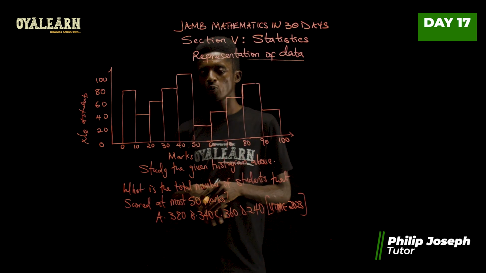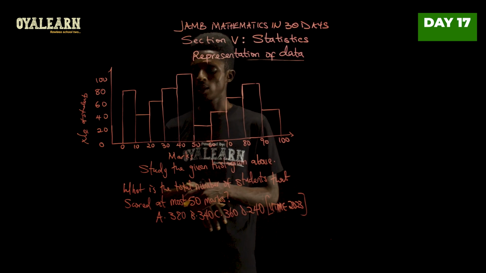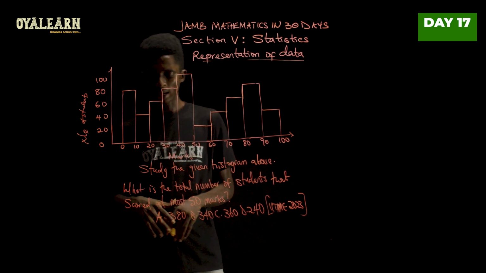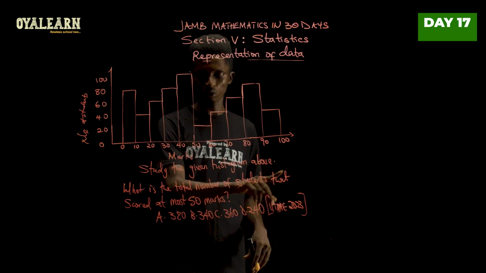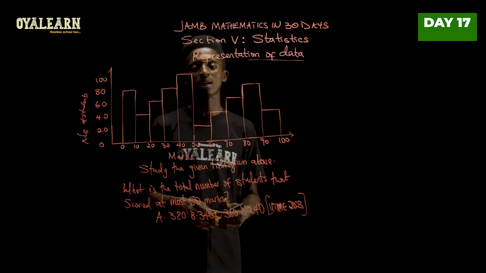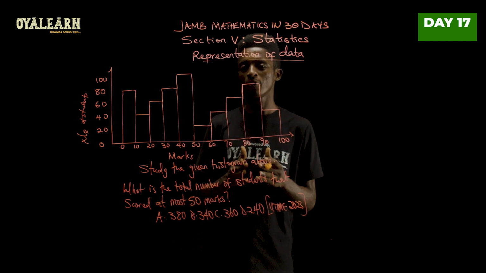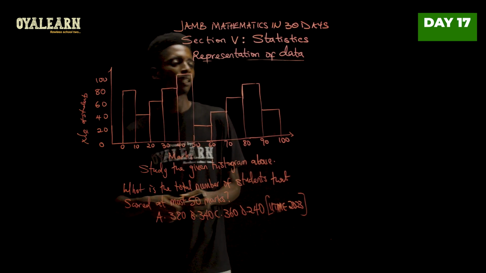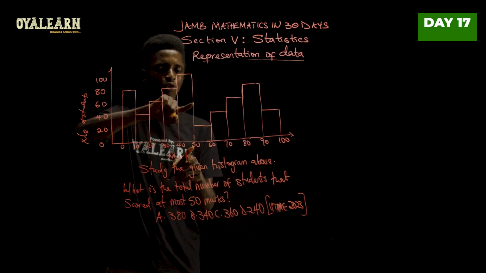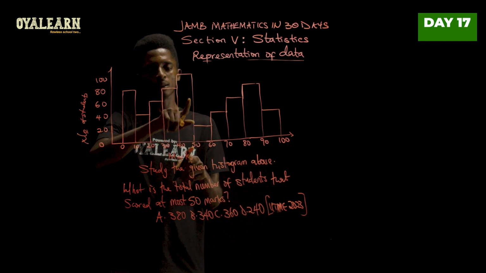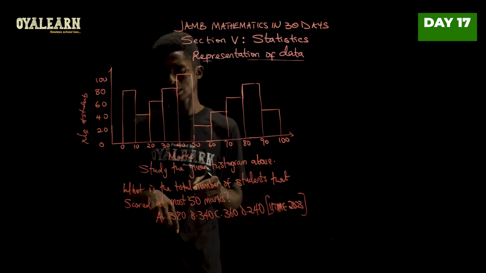This question starts with this histogram where we have number of students and then marks. We're asked to study the histogram, and then they ask the question, what is the total number of students that scored at most 50 marks? That is, we cannot consider any mark that is above 50. It has to be 50 or less than 50. So when we look at the histogram, this is where 50 marks is. So all the graph we have from this 50 back down to 0 is what we are going to consider.